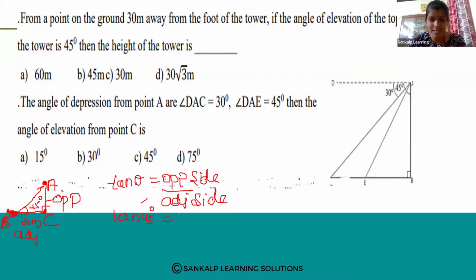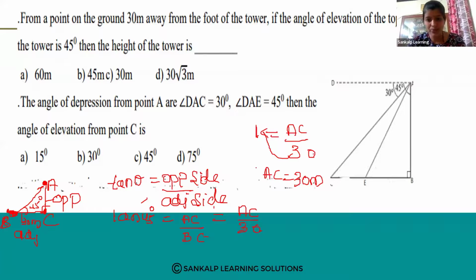Opposite side is AC divided by adjacent side BC. The AC value we don't know, so keep it as it is. BC value is 30 meter. So tan 45 is 1, which is equal to AC divided by 30. Now transfer this 30 to this side. AC is equal to 30 meter. You will get 1 into 30, which is 30.